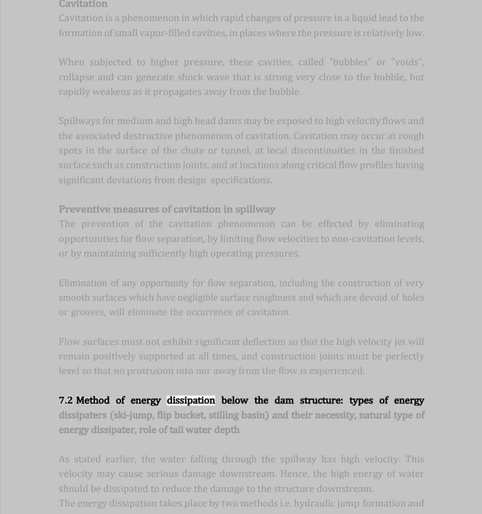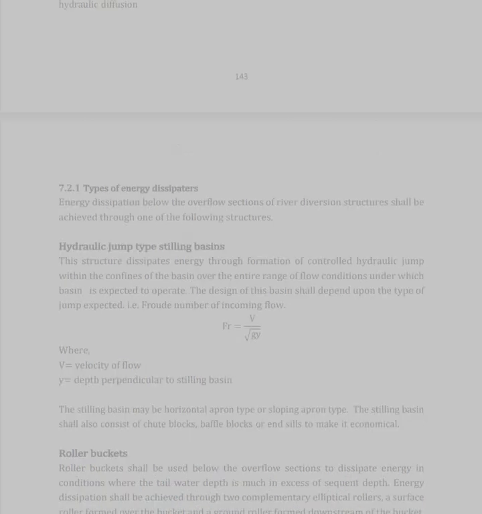7.2 Method of energy dissipation below the dam structure. Types of energy dissipators: ski jump, flip bucket, stilling basin, and their necessity. Natural type of energy dissipator, role of tail water depth. As stated earlier, the water falling through the spillway has high velocity. This velocity may cause serious damage downstream. Hence, the high energy of water should be dissipated to reduce the damage to the structure downstream. The energy dissipation takes place by two methods, i.e. hydraulic jump formation and hydraulic diffusion.